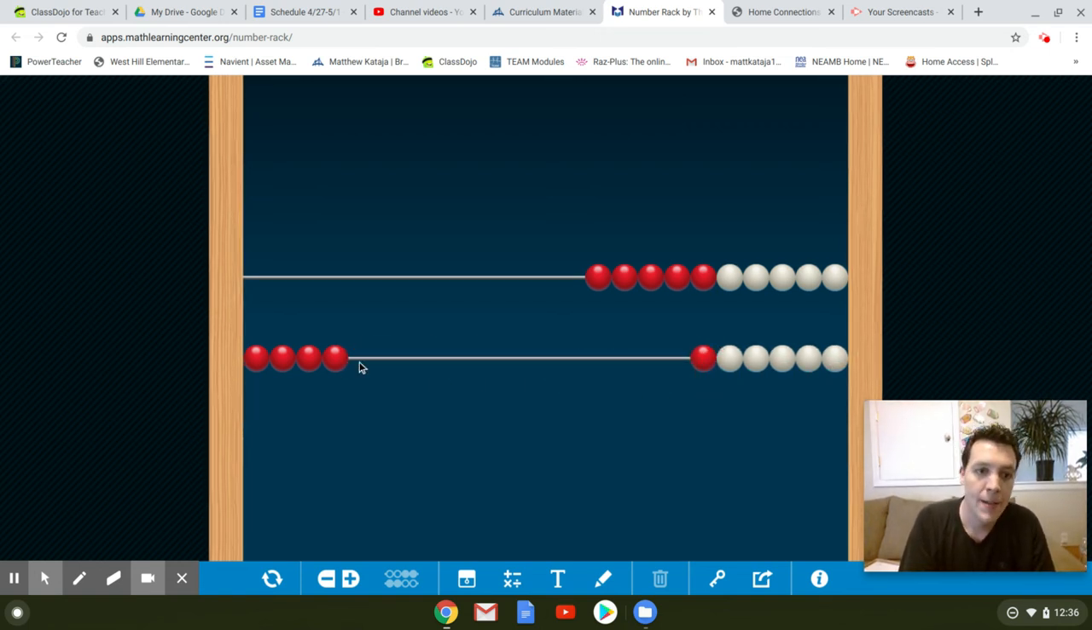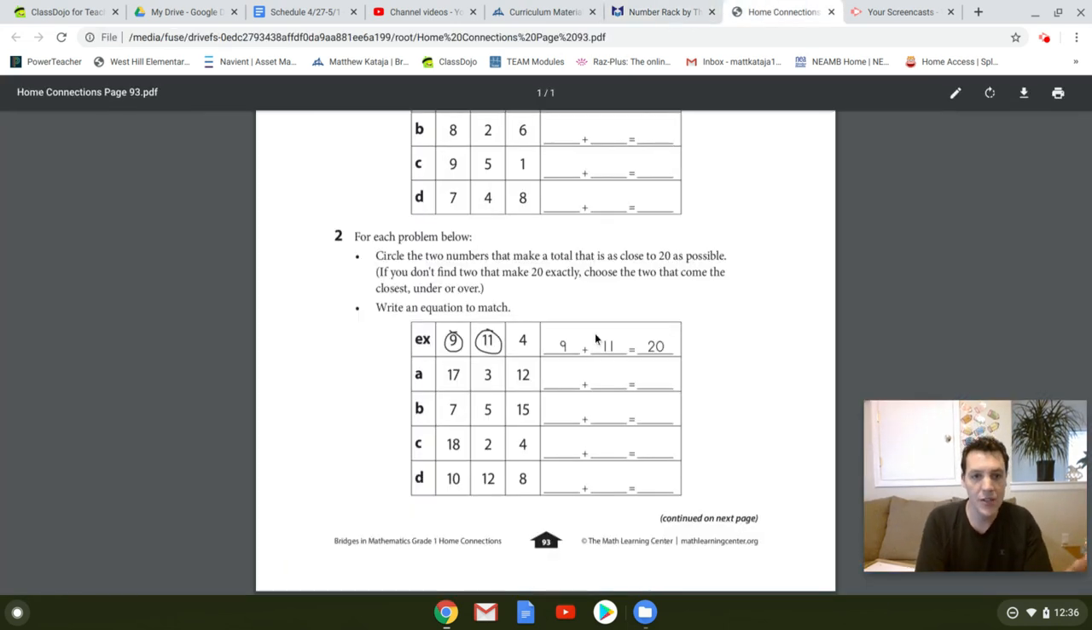So now I have 17 pushed over, and we know that there are 20 balls in all. So how many left to make a 20? 1, 2, 3. Now let's go to our home connections page, circle the 17, and then circle the 3. Do that, and you can make a 20 with each one of these. So you should have 20 exactly, if I'm reading it correctly, with each one of these problems.